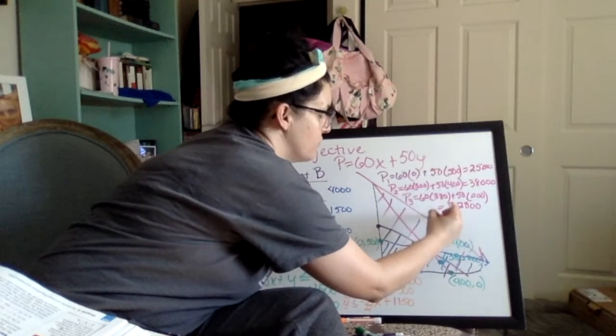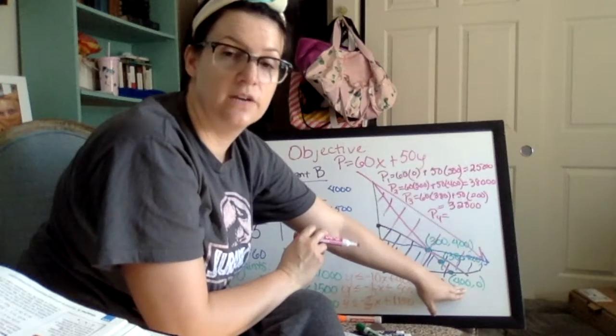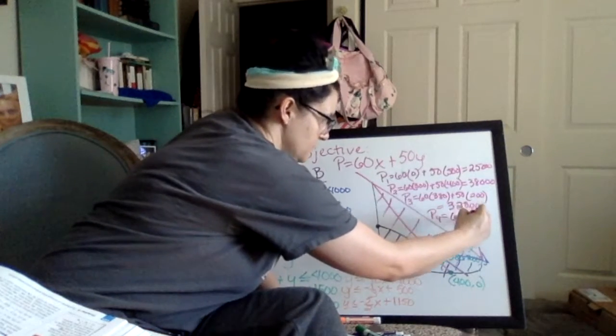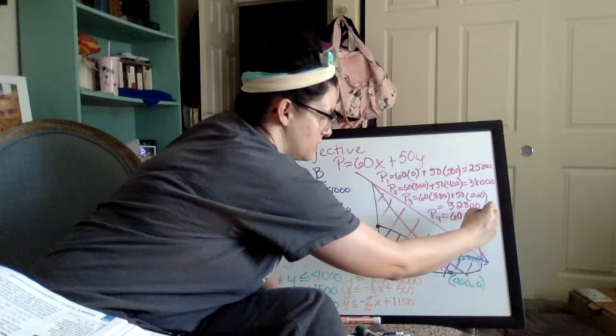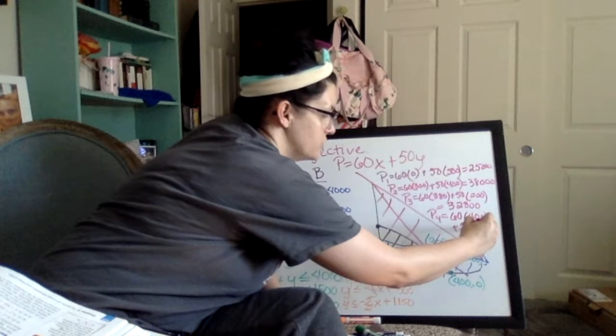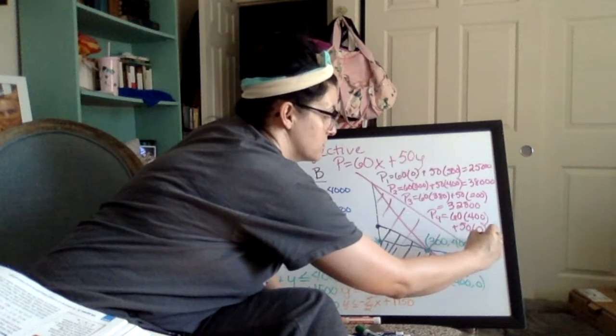And then our profit 4 is from these two coordinates here, 400 and 0. So you have 60 times 400 plus 50 times 0, which equals 24,000.